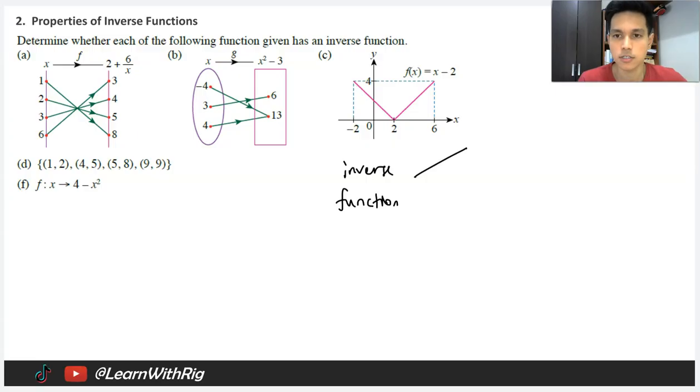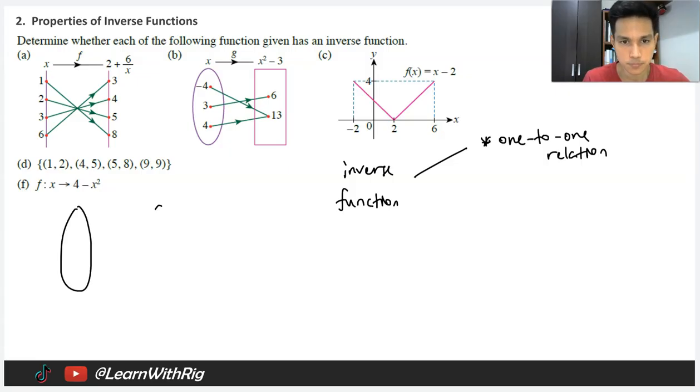The first condition is that it has to be a one-to-one relation. What does this mean? That means one object can only have one image. Okay? One-to-one relation. It cannot be one to many or many to one or many to many. No, you cannot. It has to be one object has one image. So if I have an arrow diagram, let's say I got 1, 2, 3, and I got 2, 4, 6. All these objects can only have one image.